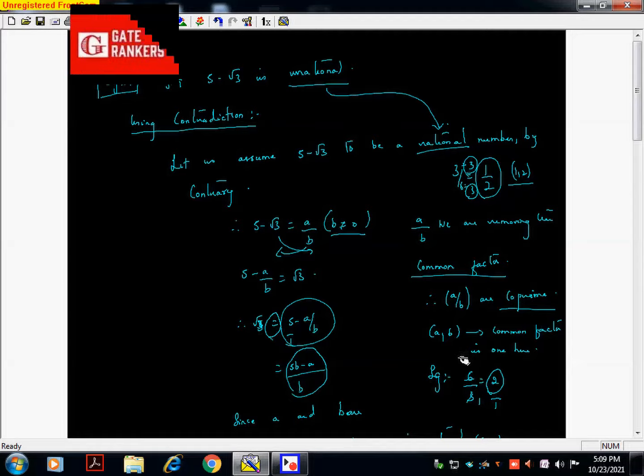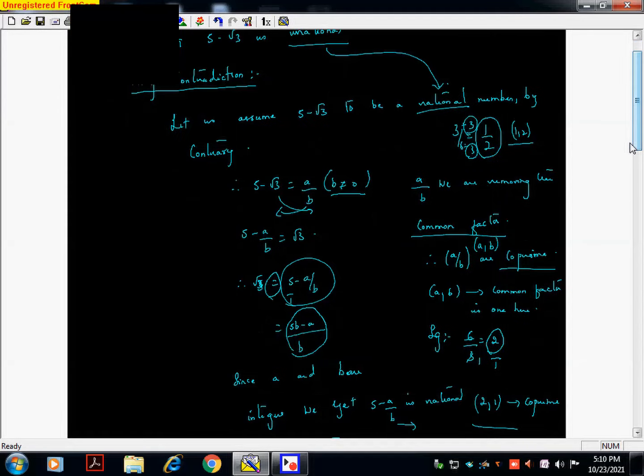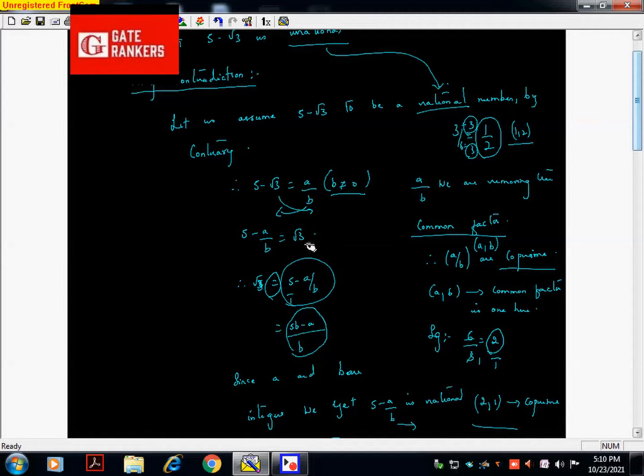We take those forms where there is a common factor and we have removed that common factor. After removing, it has become co-prime. So I am telling a by b are co-prime. You have to write a comma b for co-primes. Okay. So now coming back to the problem, 5 minus a by b is equal to root 3.